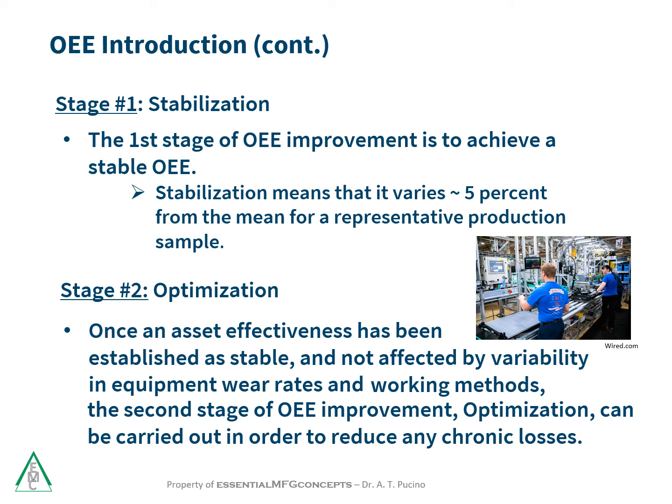Once an asset's effectiveness is stable and not impacted by some variability, you can proceed with the second stage of OEE improvement, which is the optimization stage. It can be carried out to begin to remove the chronic losses that you experience in your production process.